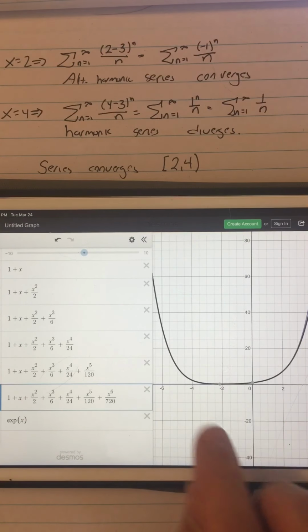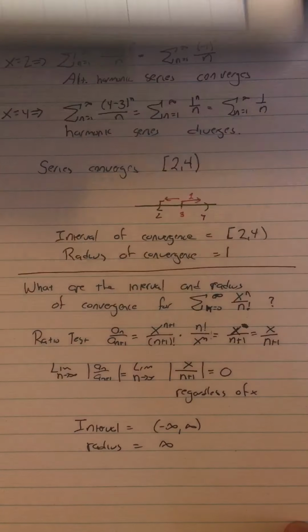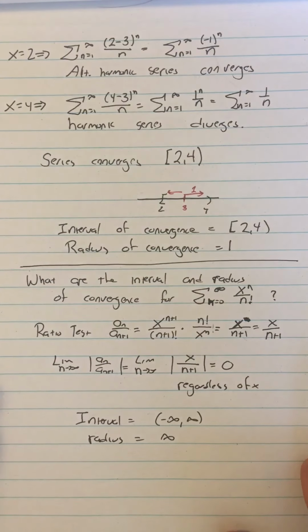It's going to take a lot of terms before this starts to flatten out going this way. But if we had infinitely many terms, it would match up perfectly. So that one converges to e to the x. And we're actually going to see why it converges to e to the x later.